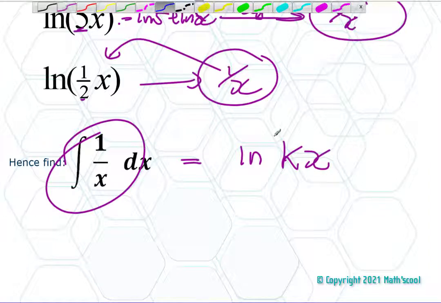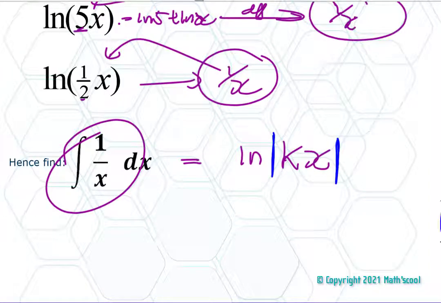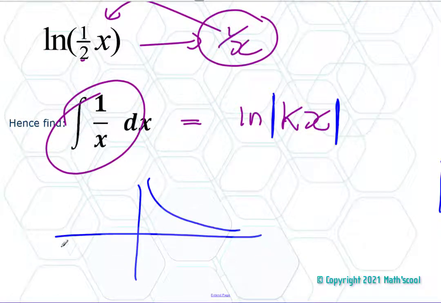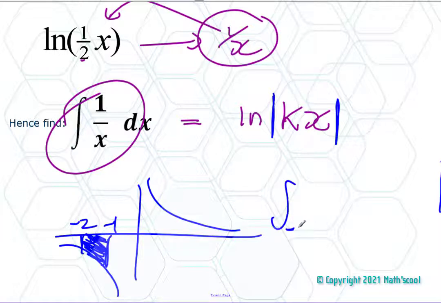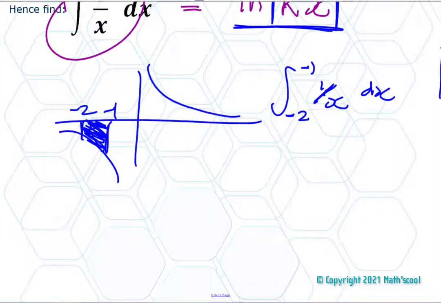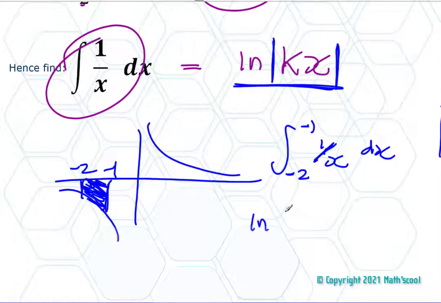The reason I'm going to change those brackets to a modulus sign is because let's say I wanted to integrate the 1 over x graph and find the area between, say, minus 2 and minus 1. Obviously it's going to be a negative area because it's below the x-axis. I would type in the integral between minus 2 and minus 1, point on the left, point on the right, of 1 over x dx. Now I know that that's ln kx. I don't need the constant because I'm doing a definite integral, so I'm just going to call it ln x.